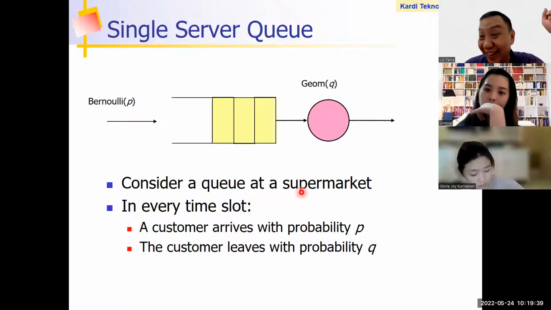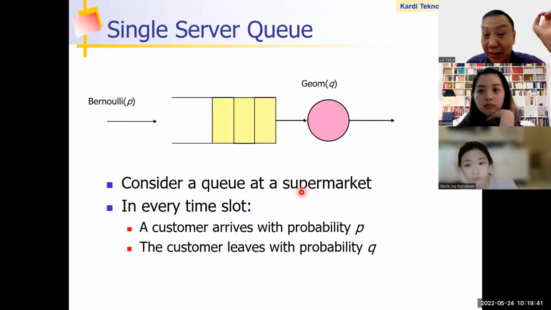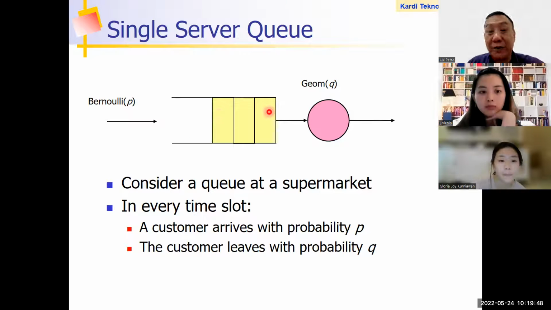Oh, queuing. Last time we talked about queuing, right? So single server queuing is also basically a Markov chain, right? So in a supermarket, for example, at each time slot, the customer will arrive with probability T. It's up to you to decide the probability distribution here. Last time we used Poisson, right? And then at each time step, a customer will also leave with certain probability Q.